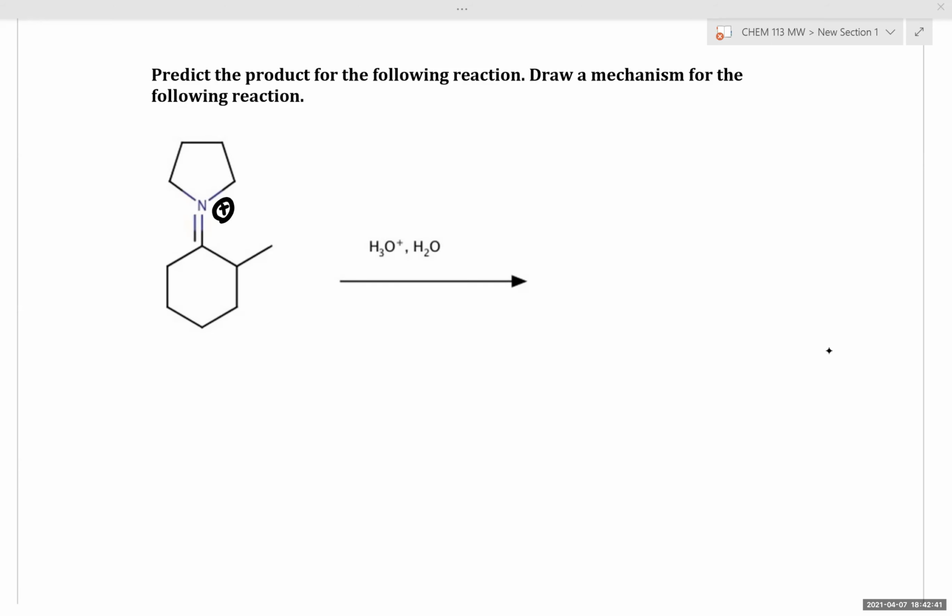What's the next step if we have a lot of water floating around? A lot of a nucleophilic solvent, one could say. So the water will attack the double bond carbon. Yes, it will attack the iminium ion carbon. Would someone like to draw that out? I could draw it, but if someone else wants to do it, go ahead. Would anyone else want to volunteer to draw it out?